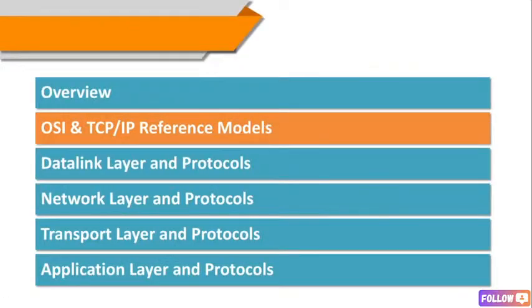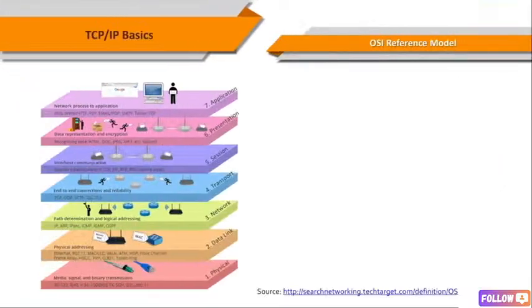Reference models are conceptual frameworks for understanding relationships. The purpose of the reference models is to guide vendors and developers so that digital communication products and software programs they create can interoperate and facilitate clear frameworks that describe the functions of a networking or telecommunication system. OSI, Open Systems Interconnection, is a reference model for how applications can communicate over a network.